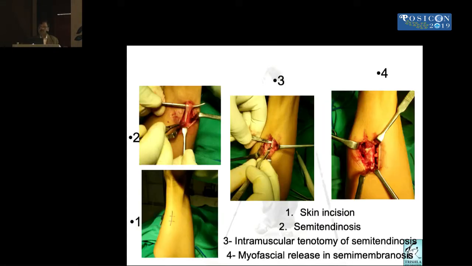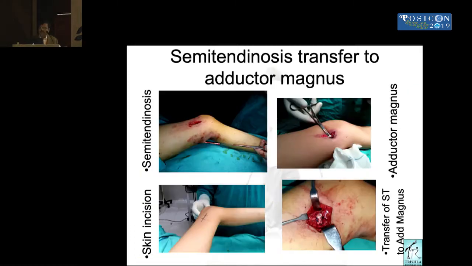If there is more contracture, we can go along with stripe lengthening of the semimembranosus. You can see there is stripe lengthening of the semimembranosus and intramuscular tenotomy of the semitendinosus. All these hamstring lengths can be maintained by this technique. In semitendinosus transfer, we have to cut the semitendinosus at the insertion, and we have to separate out the adductor magnus muscle, and we can take it from the posterior to the medial side and stitch it to the adductor magnus.